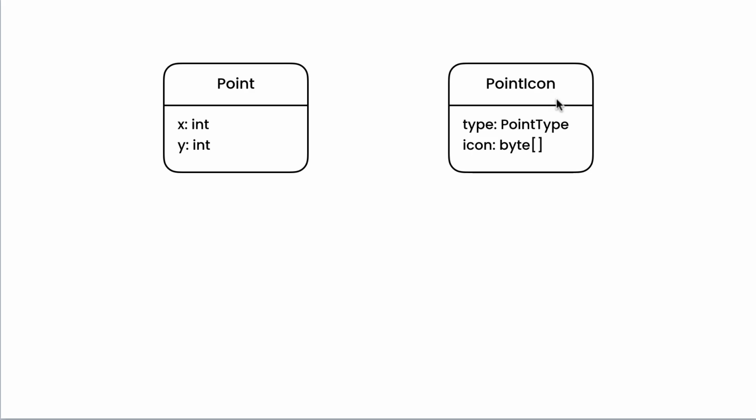With this structure, we have a composition relationship between the point and point icon classes. So each point has an icon. Now, with this structure, we can store this icon in a single place and reuse it across multiple point objects. But how can we ensure that we're storing a given icon, like the cafe icon, in a single place in memory? Well, we shouldn't directly create point icon objects.